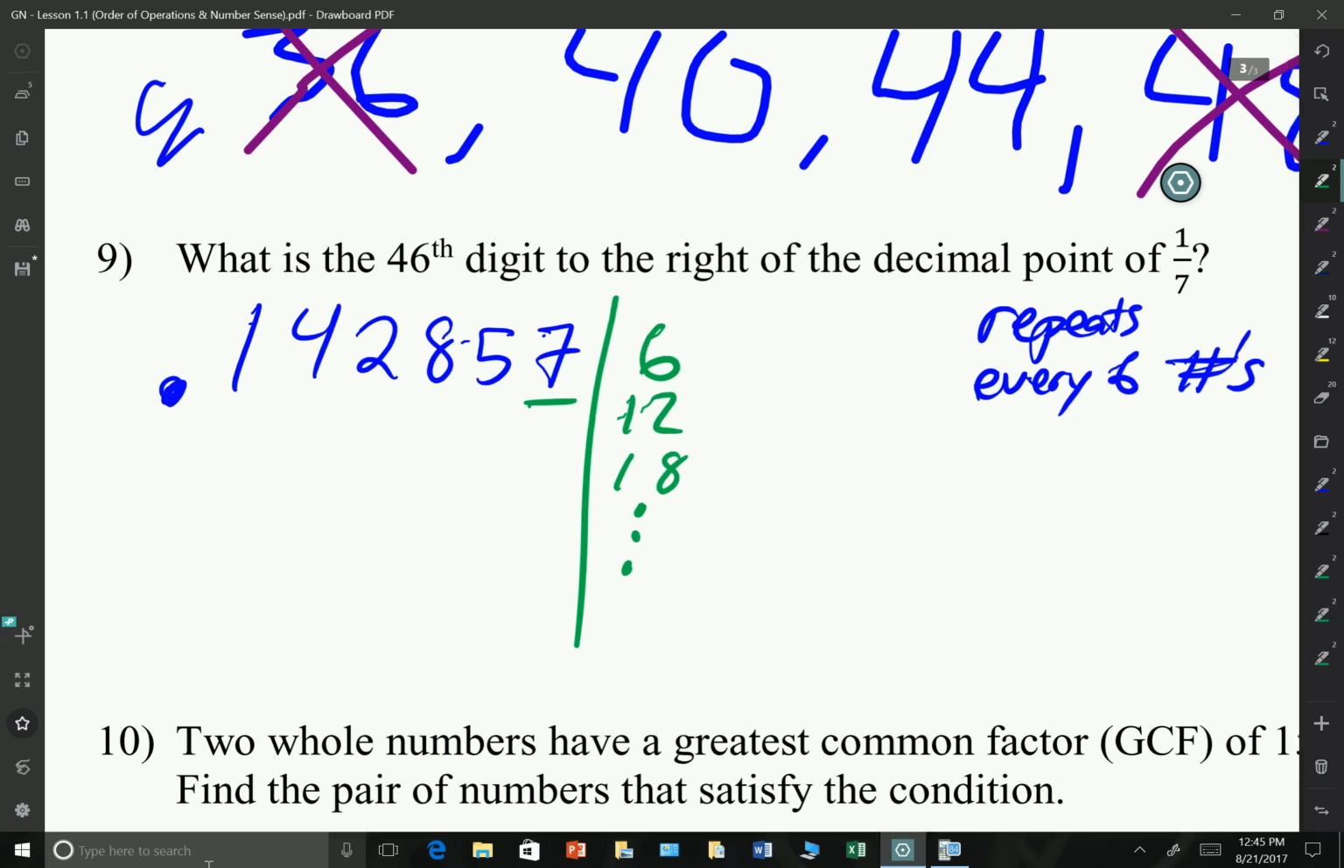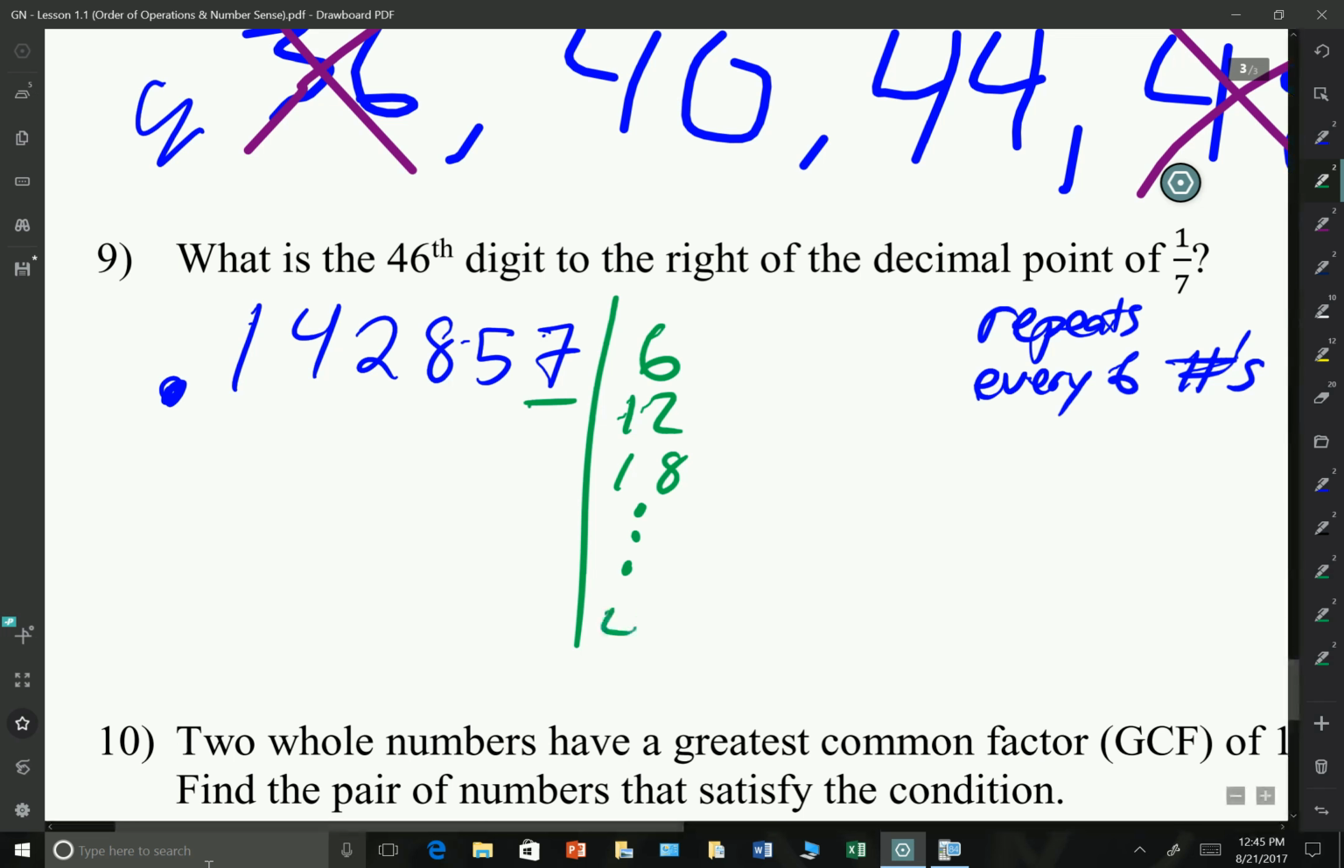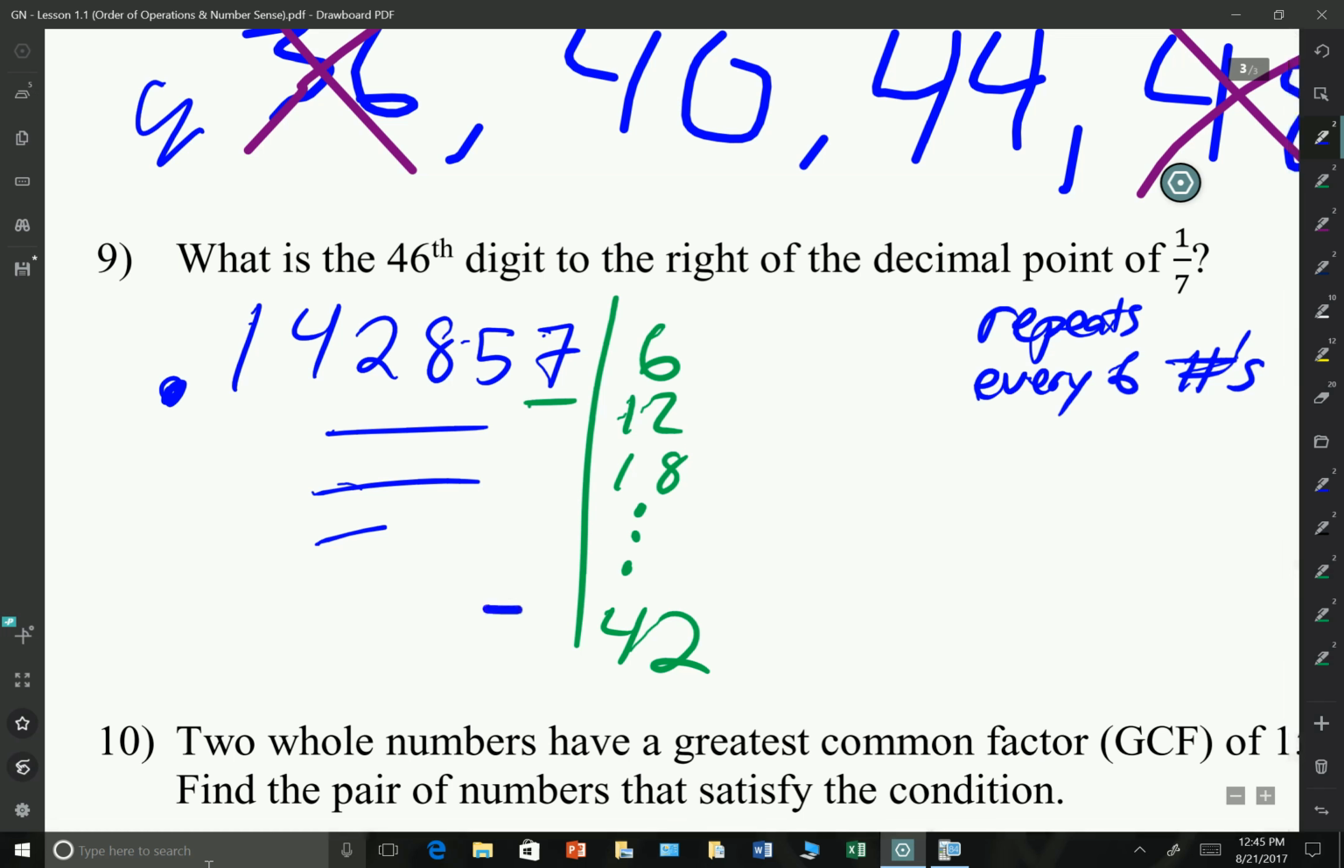49. Wait. What is it? I told you it's the answer to everything. It's 42. That means I could list them all out, but that means the 42nd digit is 7. Which means, what's the 43rd digit? 1. What's the 44th digit? 2. 45th? What's the 46th digit? 8.